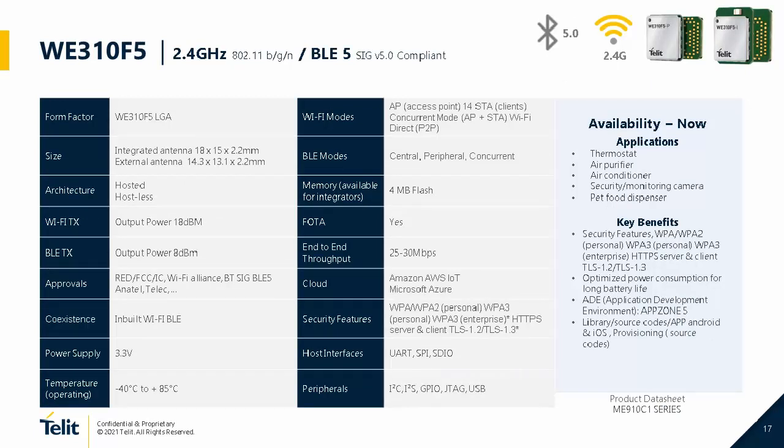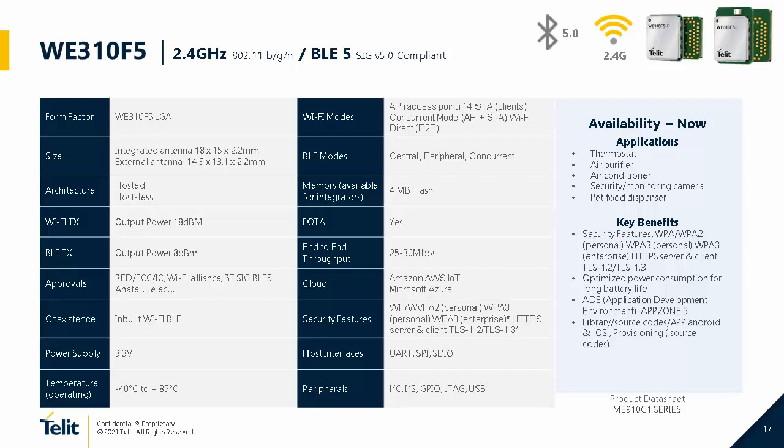The W310 is the device we'll also be combining. This is a Wi-Fi combo unit, so it supports 2.4 gigahertz as well as Bluetooth 5, and you could output both simultaneously. It's an LGA, and we offer two configurations: one with an integrated antenna and one with an external antenna. The package size is slightly different due to the antenna. With the integrated antenna, it's 18 by 15, and without it, it's 14.3 by 13.1.